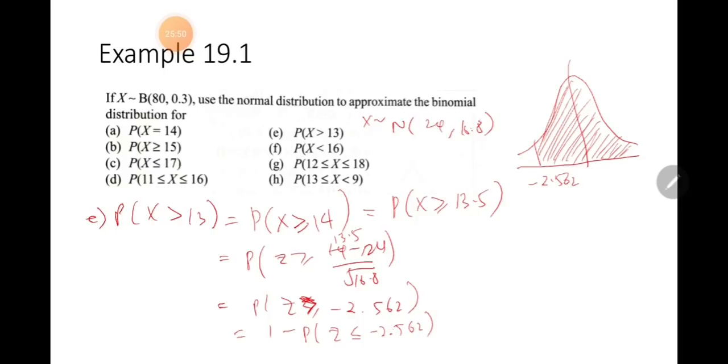Correct? Okay, but you can look at the statistical table for Z less than negative 2.5, and you know that Z less than negative 2.5 would be equal to P Z greater than 2.562 because the standard normal is symmetric. So you look at your table, you will get 0.00523. We already found it earlier, I think. Okay, so you will get 0.99477.